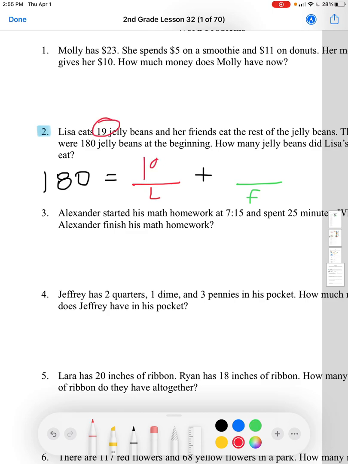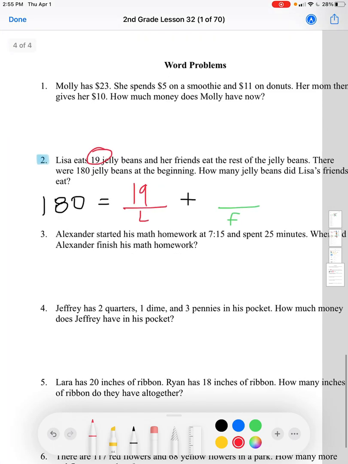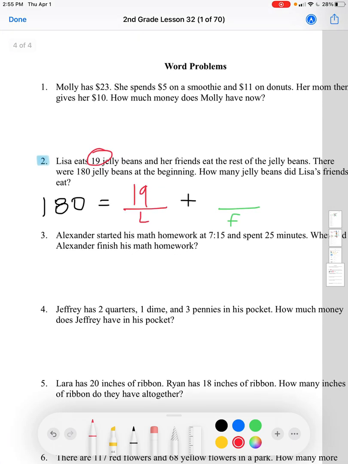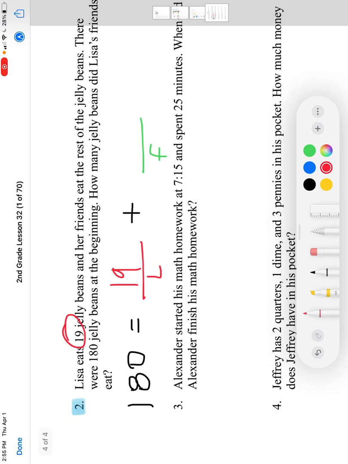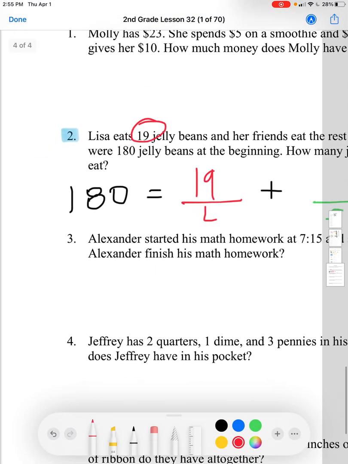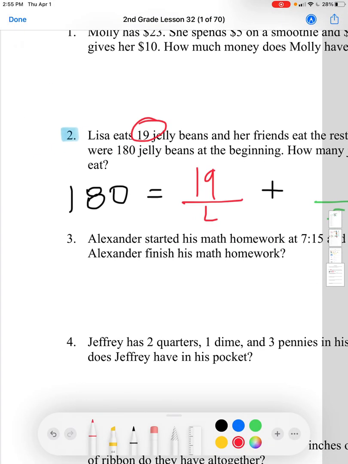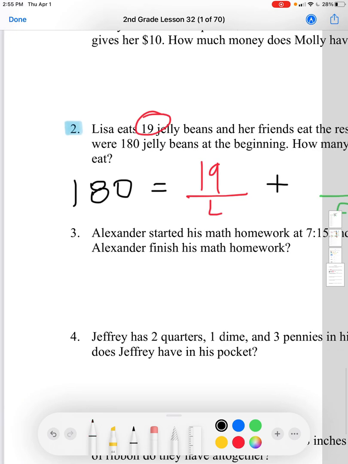It says Lisa ate 19, so we'll put 19 here. And her friends, we don't know. Her friends just ate the rest of the jelly beans. So what we're going to do is subtract how much Lisa ate from the total to find what the rest of the jelly beans are. So let's subtract 180 minus 19.